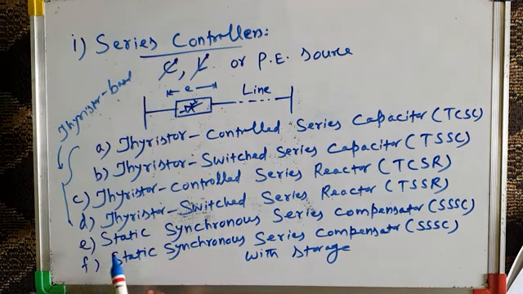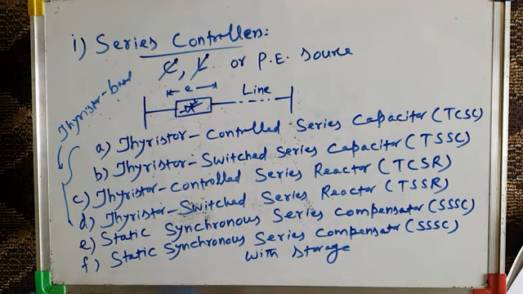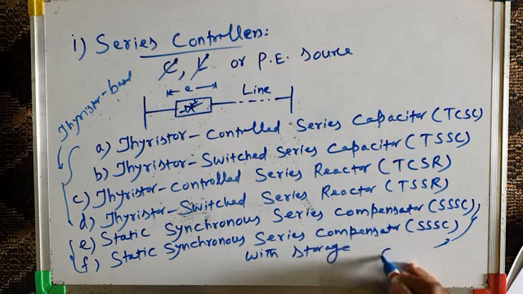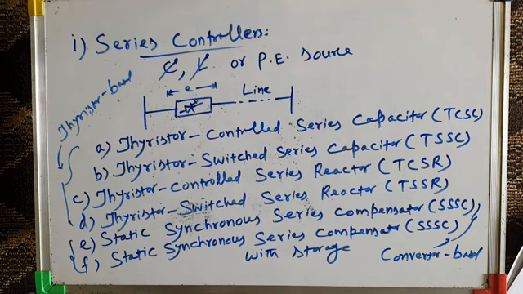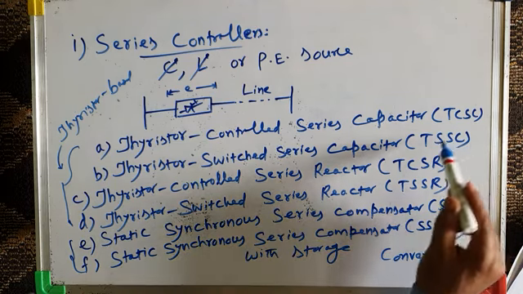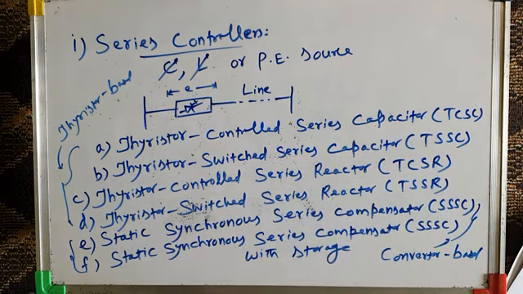And the last two, that is static synchronous series compensator SSSC or SSSC with storage, they are converter based series FACTS controllers. I will write here converter, power converter based. So series FACTS controllers are either thyristor based or converter based. If they are thyristor based, they may be of four types: TCSC, TSSC, TCSR, or TSSR. And if they are converter based, they are of two types: SSSC or SSSC with storage.